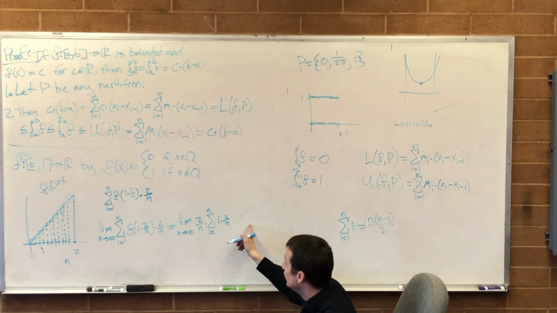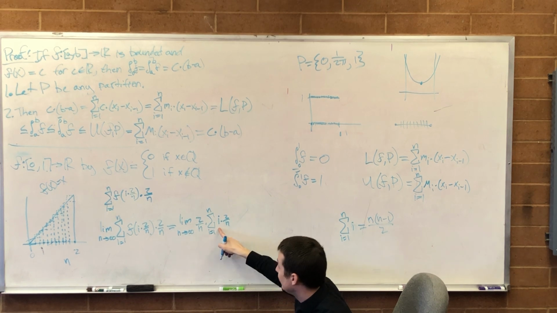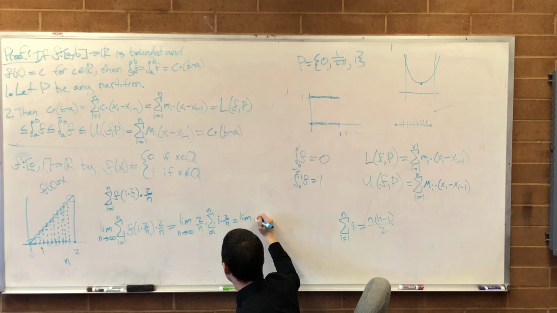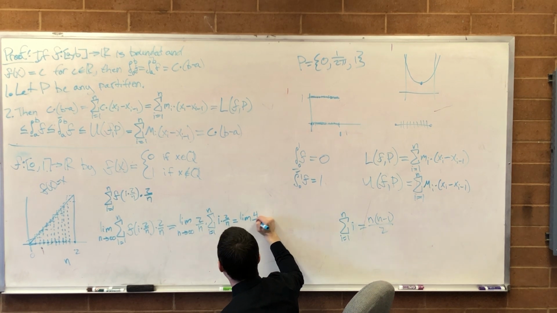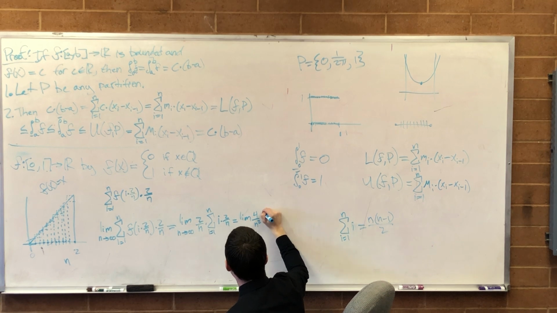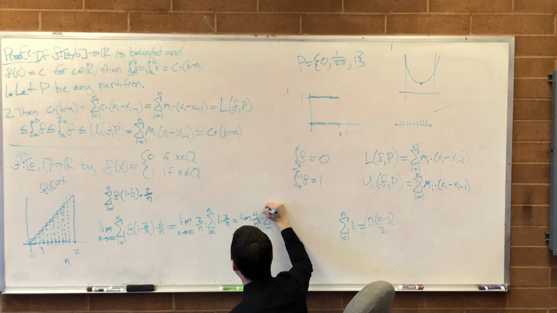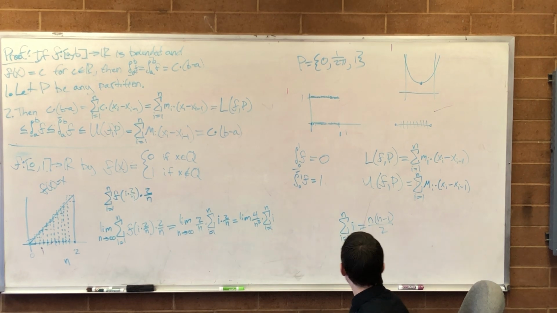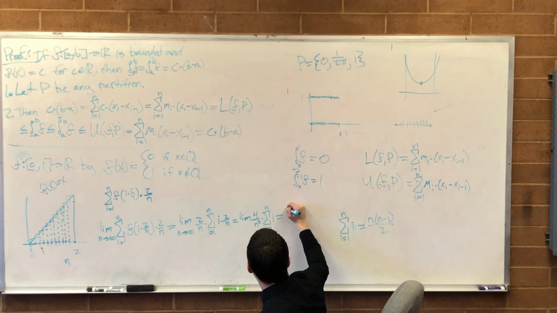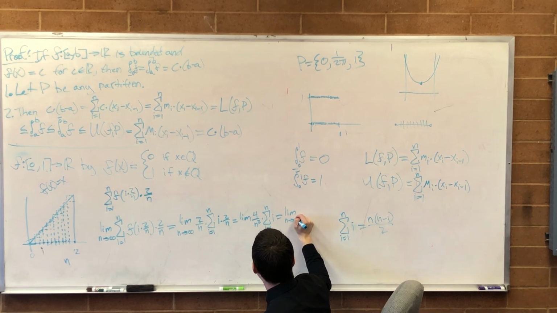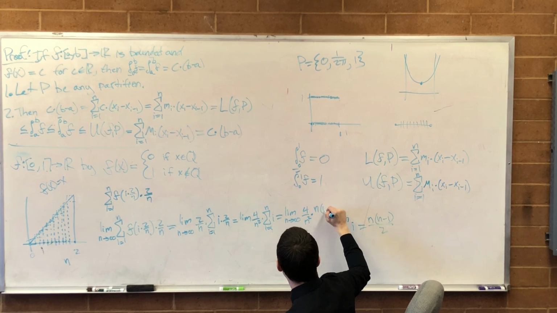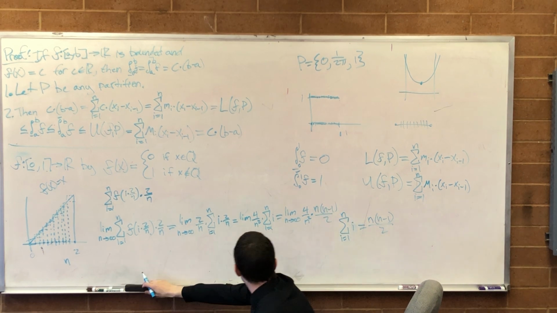Notice now I have another 2 over n. I can pull that out again, and then I can evaluate the sum. So this is equal to the limit, as n approaches infinity, of 4 over n squared times the sum from i equals 1 to n of i. Right? So now this is equal to the limit as n approaches infinity, using this formula, of 4 over n squared times n times n minus 1, all over 2.